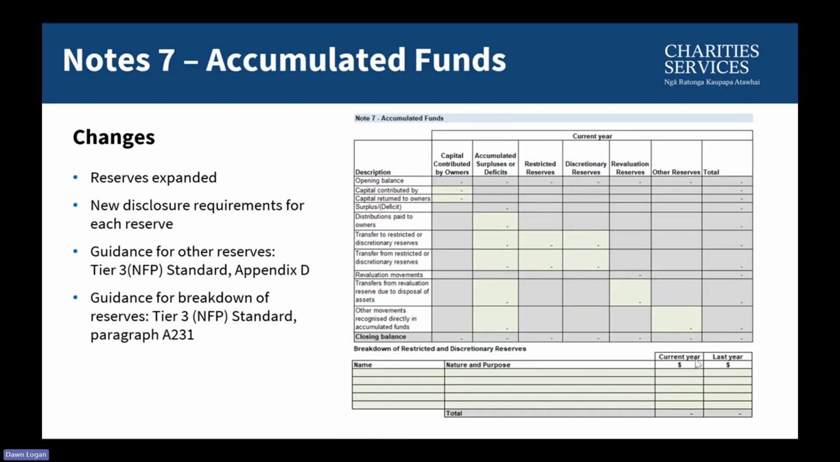Note 7, Accumulated Funds, has been expanded in the Tier 3 not-for-profit standard. This is due to a new requirement for increased transparency over reserves. Where previously there had been only one column for reserves, there are now 4 types of reserves. The first type is restricted reserves. Charities may elect to create a restricted reserve by transferring funds from accumulated surpluses or deficits.